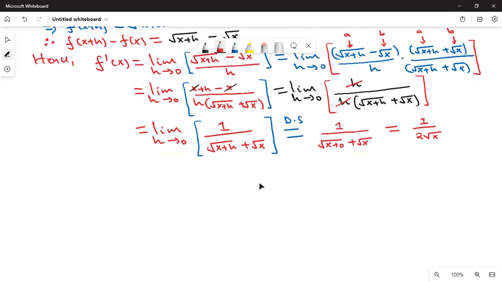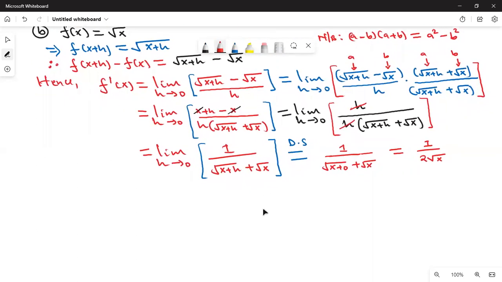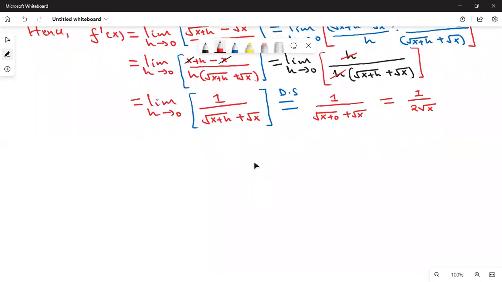Another example, I'll write part C. Part C is this function. You are given that f of x is equals to 3x divided by 1 minus 5x. We need to find f prime of x.